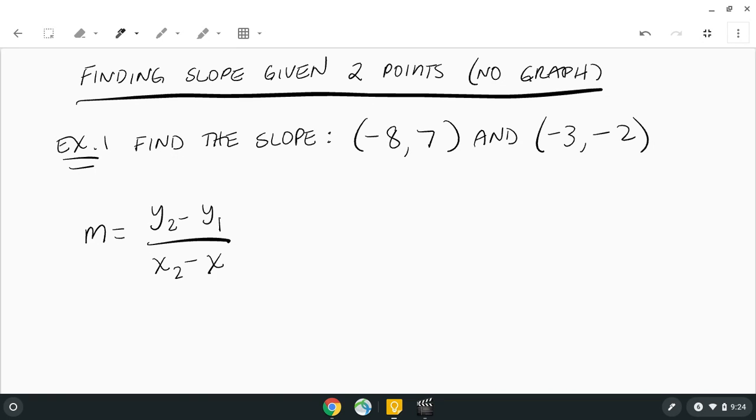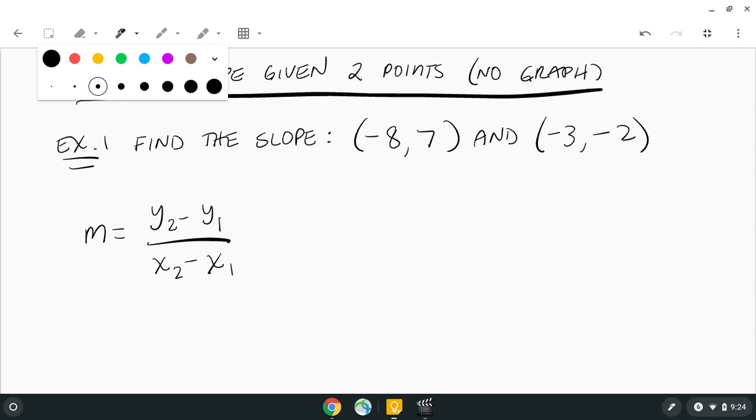What that really means is this over here. Okay, this here is your second y value, and this is your first y value. So it's your second y value minus your first y value, and down here it's your second x value minus your first x value.